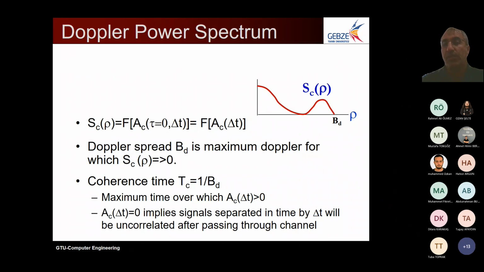Another one is the Doppler power spectrum. Doppler spread BD is the maximum Doppler for this spectrum, and we utilize this Doppler spread in order to obtain the coherence time of the channel. Coherence time is the time over which the channel is not fluctuating, is fixed. So that's all for the wireless channel and for today's lecture.